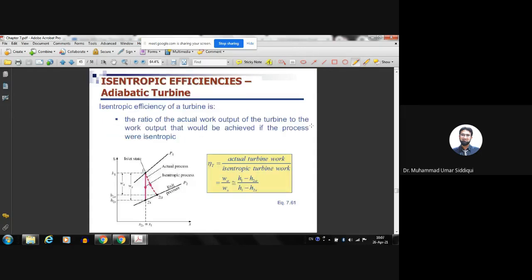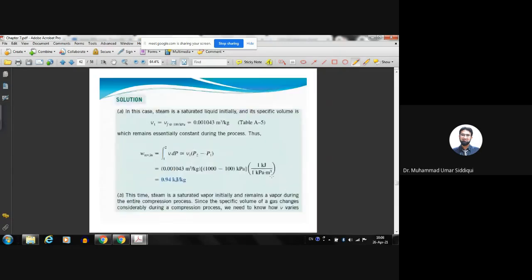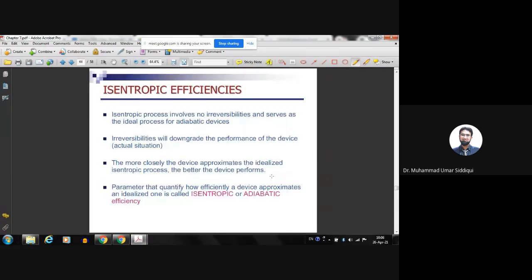So we discussed this formula sheet, and within the formula sheet everything we discussed. This is for the case of approximate analysis, this is for the case of exact analysis, and these are the change in the entropy values, and this is for isentropic processes. These are the equations for the approximate analysis, and these are the equations for the exact analysis. So these are some of the things that we discussed last time in our class. Now we are going to study isentropic efficiency.